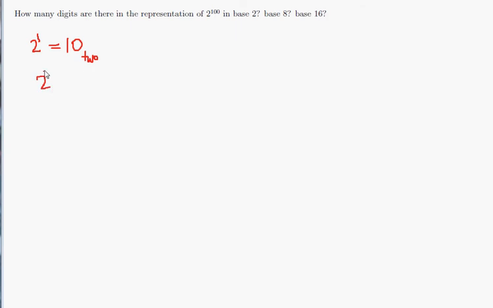2 to the second is written as 100 in base 2. 0th power, first power, second power. And so by the same argument, 2 to the 100 will be written as a 1 in the 2 to the 100th place, followed by 100 different zeros, base 2. And so the answer is 101 digits.